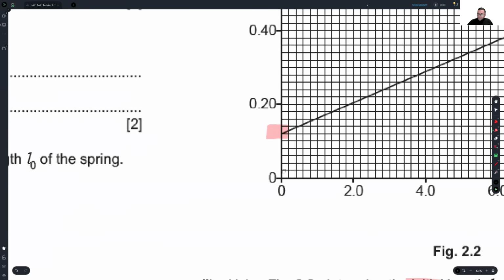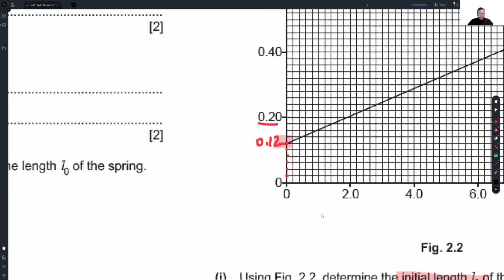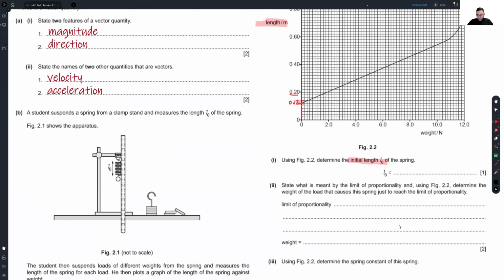So what's this value over here? I need to count. Each square is 0.02, by the way, because that's 0.2 for 10 squares. So that means it's 0.02, 0.04, 0.06, 0.08, 0.1, 0.12. So it's 0.12 meters.